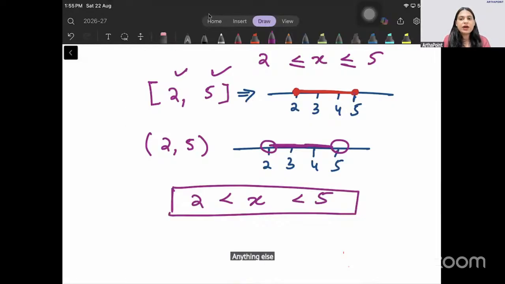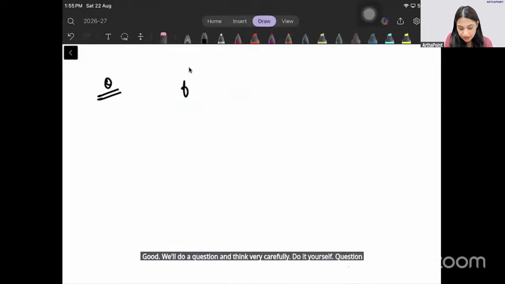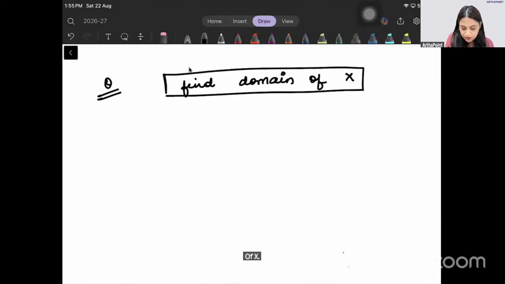Anything else? Any doubt, anyone? Okay, we'll do a question. Good. We'll do a question and think very carefully. Do it yourself. How will the question come in the exam? Find the domain of x. Find the domain of x. Now listen carefully.